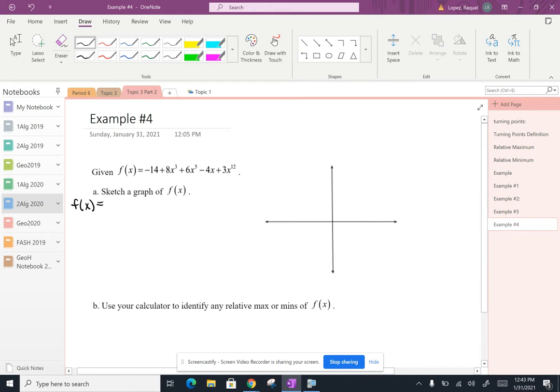The highest exponent I see is x to the 12th, so that term is going to go first. So 3x to the 12th. The next one I see is 6x to the 5th, and so on and so forth. So when I rewrite my equation, it looks just like this.